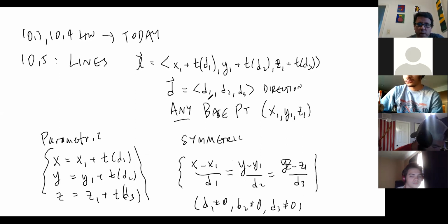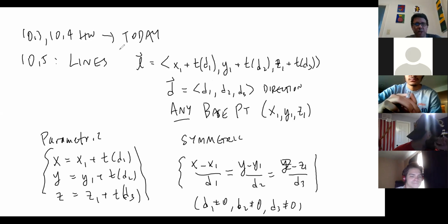You wouldn't want to have more than one zero. You could have 0, 0, and then 1, so you wouldn't even want to write the symmetric form for that. Anyway, symmetric is nice if all the d's are non-zero, and otherwise you can use any of these forms.